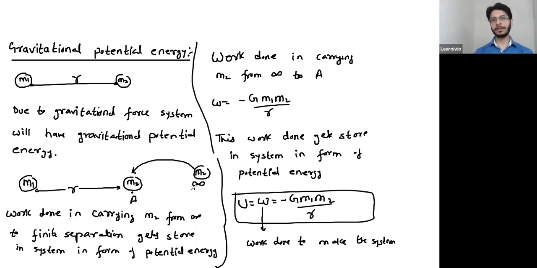They are not exerting any force over each other, so it's not a system. But when I bring this m2 from infinity to A, now m1 and m2 are at a finite separation apart. So now they will interact with each other, and we can call this a system. So this W, work done, you can write as work done to make the system. This is potential energy. Now there are a few discussions over this expression.